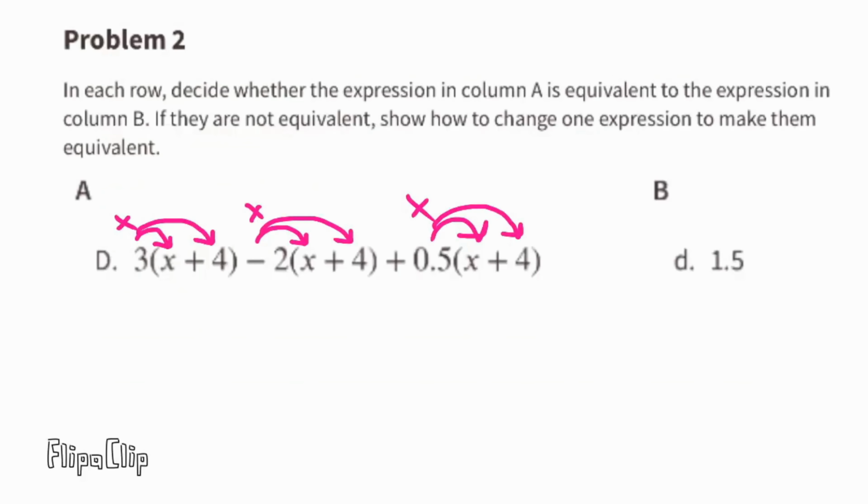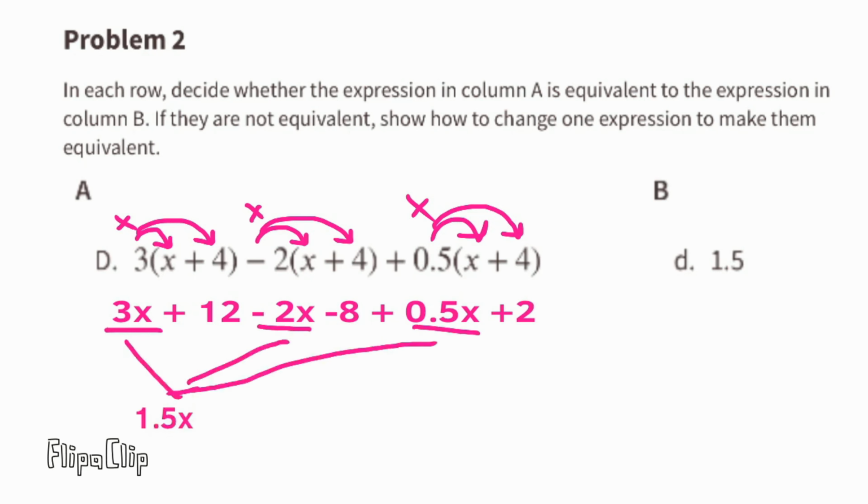D. 3 times x plus 4, negative 2 times x plus 4, and a positive 0.5 times x plus 4. That gives us 3x plus 12 minus 2x minus 8 plus 0.5x plus 2. Collect the like terms. 3x minus 2x is 1x plus 0.5x. That's 1.5x. 12 minus 8 plus 2. That's a positive 6. So this expression reads 1.5x plus 6, which is not equivalent to 1.5.